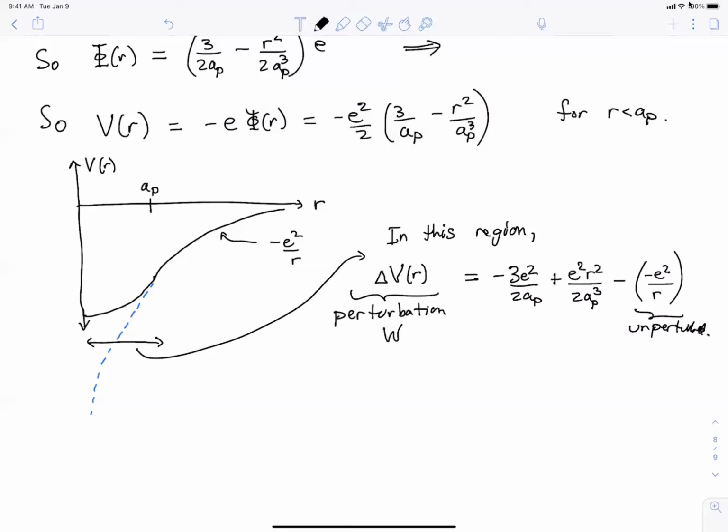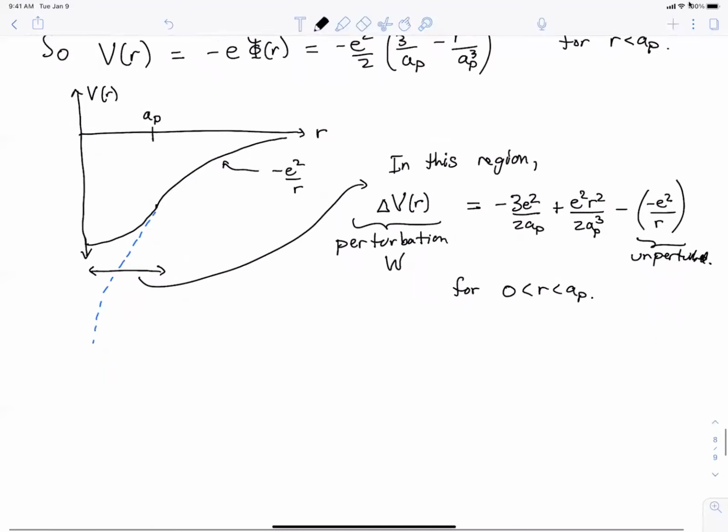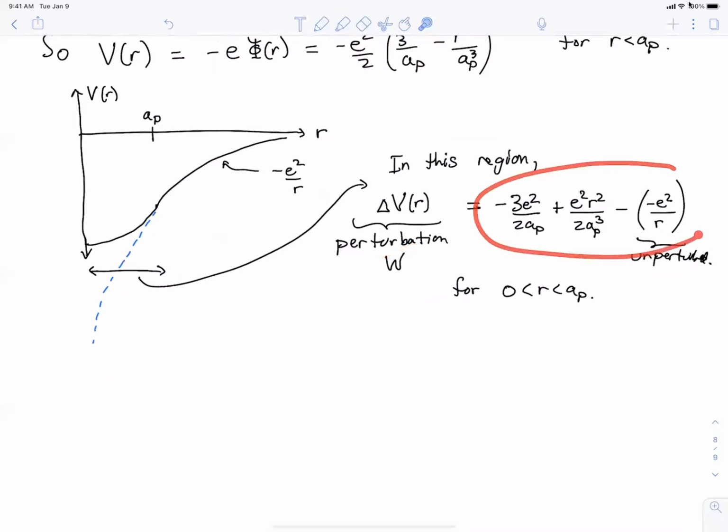Okay, and this perturbation exists only for 0 less than r less than a_proton. If you're outside the proton, nothing changes. Okay, so all of that was just classical physics, and our goal here was just to find out what the perturbation Hamiltonian was. This is it.